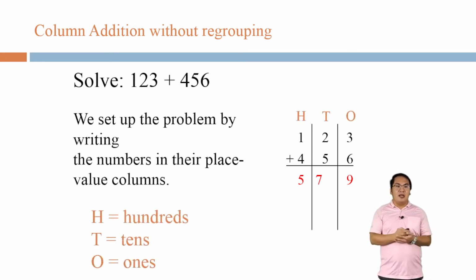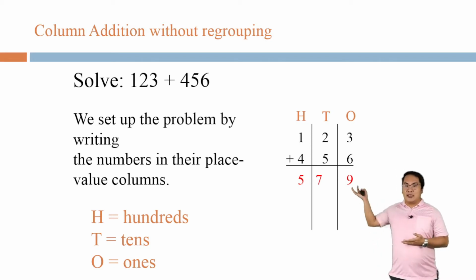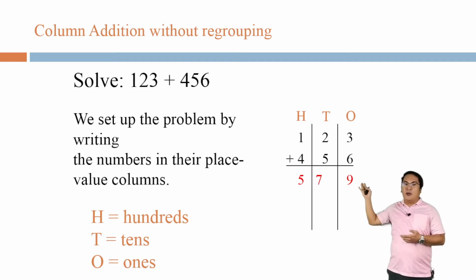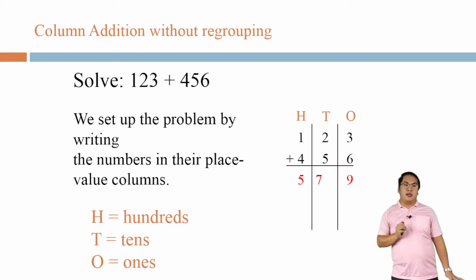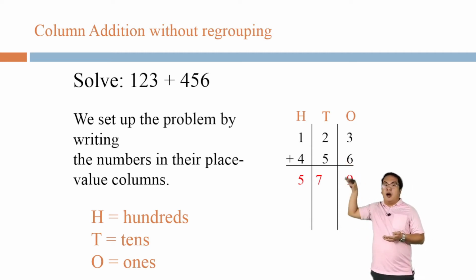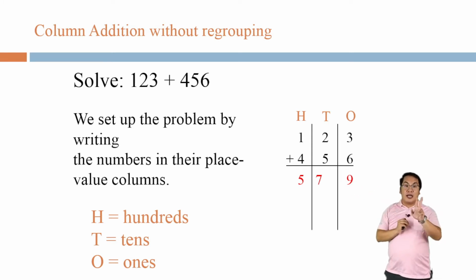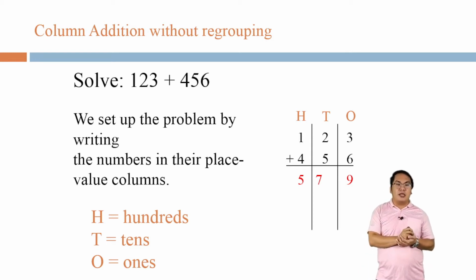Solve 123 plus 456. Number one, we need to set up the problem by writing it like this. This is the hundreds, we have the tens and the ones. We all know that in 123, the 3 is the ones, the 2 is the tens, and the 1 is the hundreds. The 456 as well, we're just going to put under the second given number. The second step is the numbers in the place value columns. We are just going to column it.